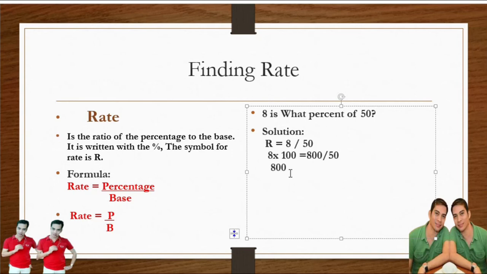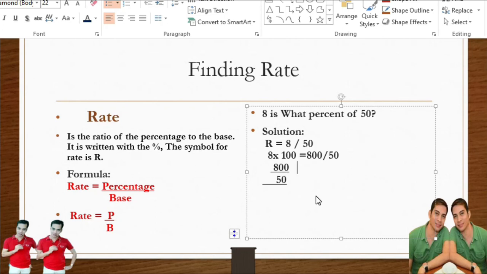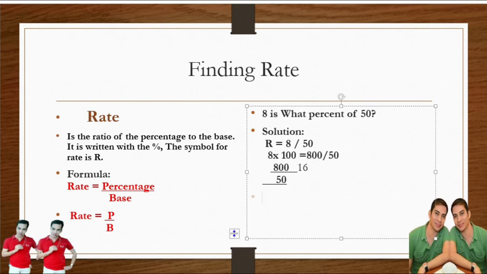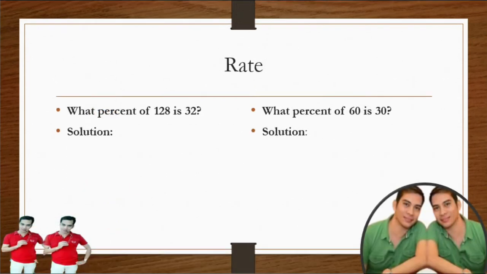Then, saka po natin i-divide siya sa 50 para po mas mapabilis ang ating pagsagot. So, 800 divided by 50, the answer is 16. Or the rate is 16%. Then, ilalagay lang po natin yung percent sign. So, again, 8 is what percent of 50? The answer is 16%.